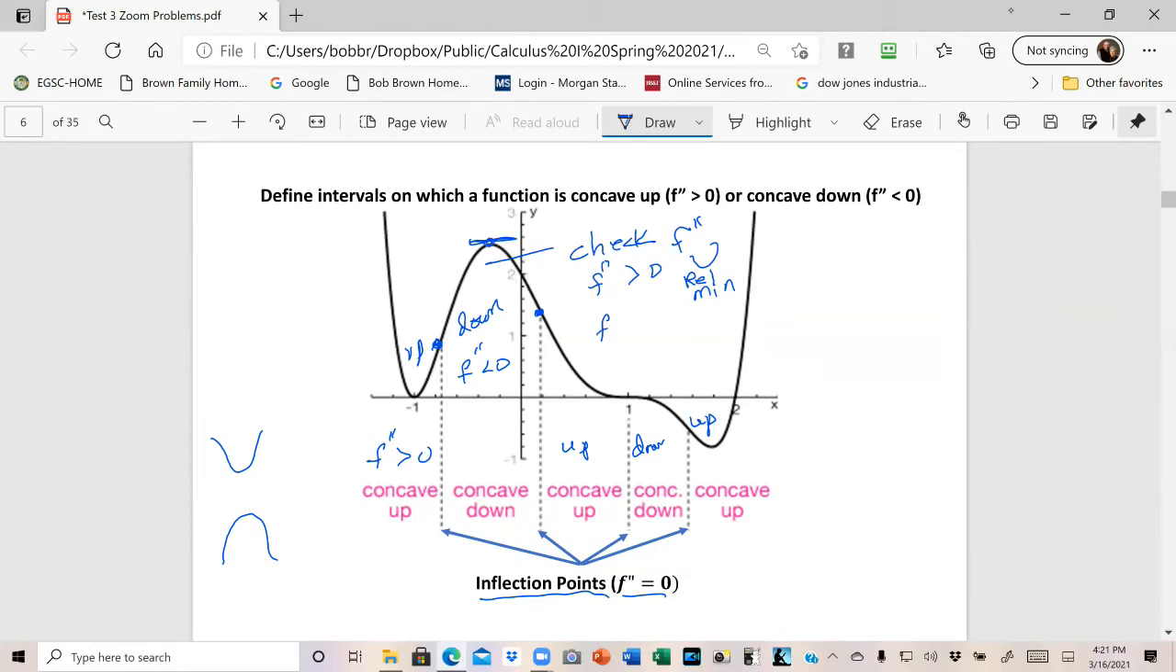If f double prime is less than 0, it's concave down and it's a relative max. And we will illustrate that in some of the problems that we work.